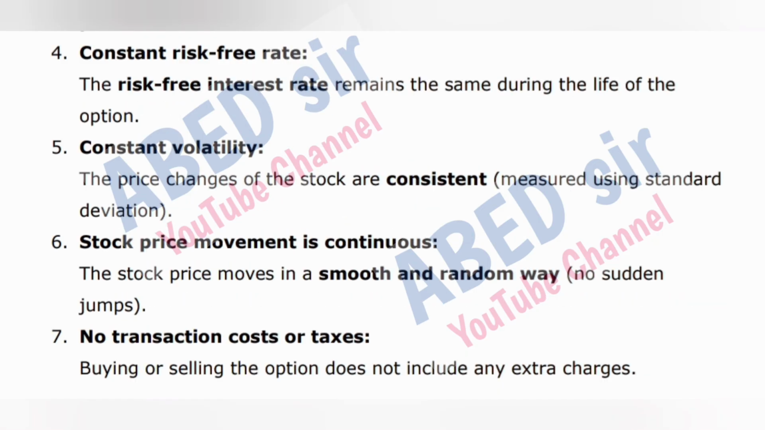4. Constant risk-free rate. The risk-free interest rate remains the same during the life of the option. 5. Constant volatility. The price changes of the stock are consistent, measured using standard deviation. 6. Stock price movement is continuous. The stock price moves in a smooth and random way, no sudden jumps. 7. No transaction costs or taxes. Buying or selling the option does not include any extra charges.